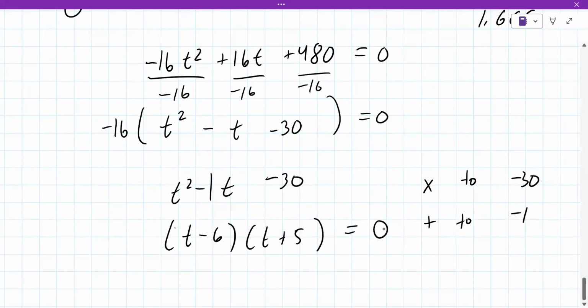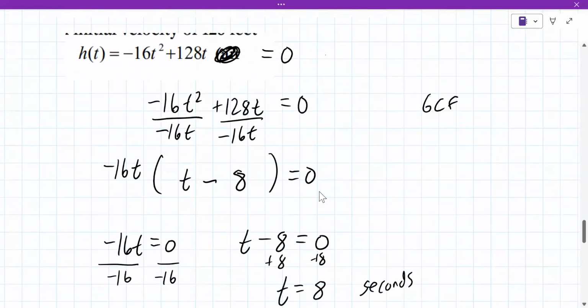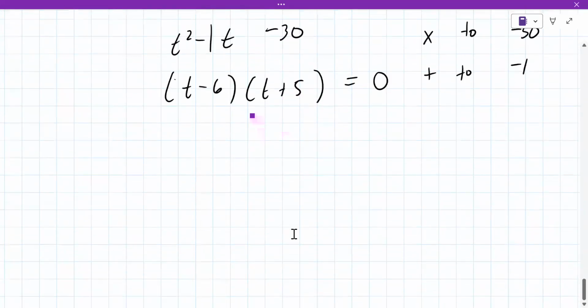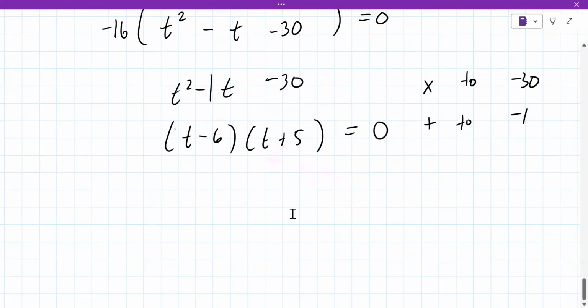We did this in several problems already, so happy to scroll up. Distribute back out? That goes backwards. We don't want to go backwards. Let's go back and look. So what do we do here? Set them both equal to zero. Got it. So can you give me those values for t? t equals 6, t equals negative 5.